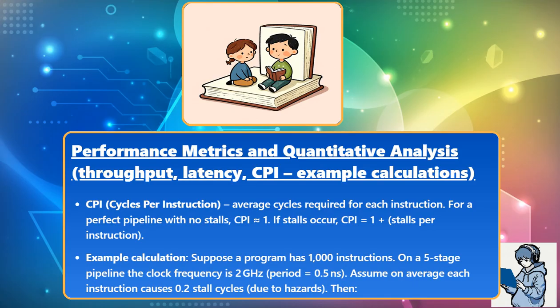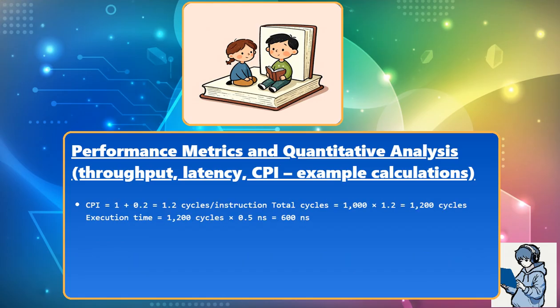Example calculation. Suppose a program has 1,000 instructions. On a 5-stage pipeline, the clock frequency is 2 GHz, so the period equals 0.5 nanoseconds. Assume on average each instruction causes 0.2 stall cycles due to hazards. Then CPI equals 1 plus 0.2 equals 1.2 cycles per instruction.